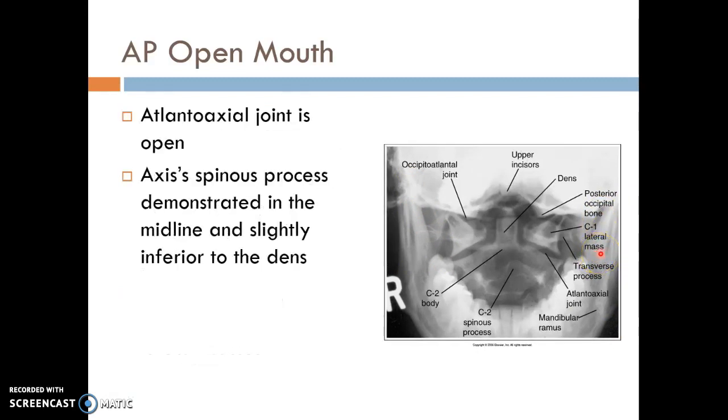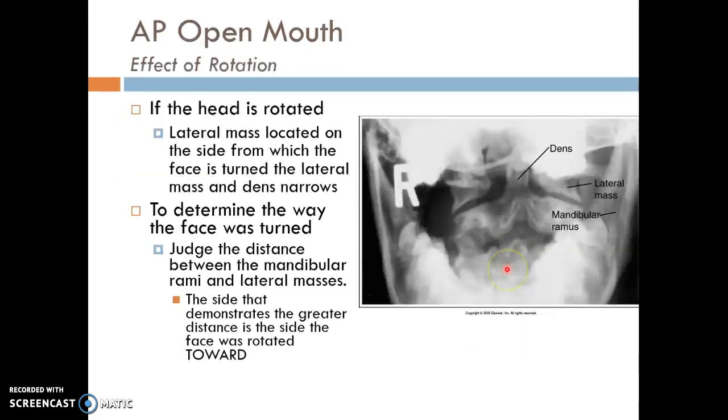The atlantoaxial joint is open right through here. The axis's spinous process is demonstrated in the midline, slightly inferior to the dens. Right here is the spinous process.